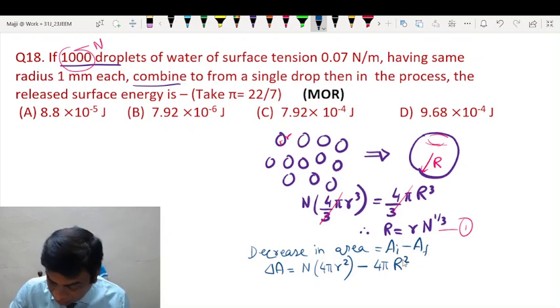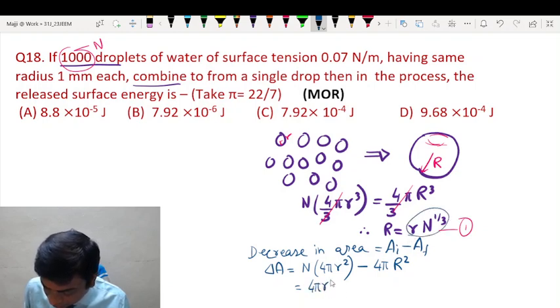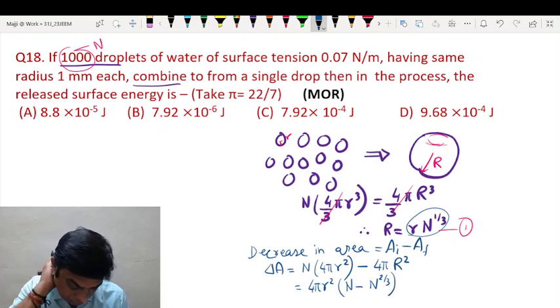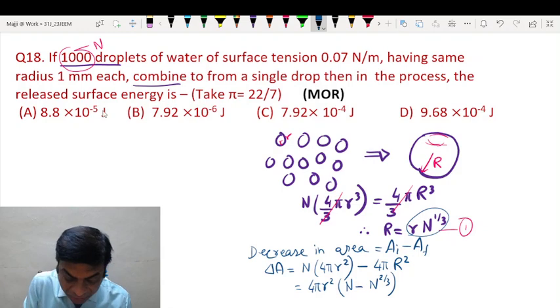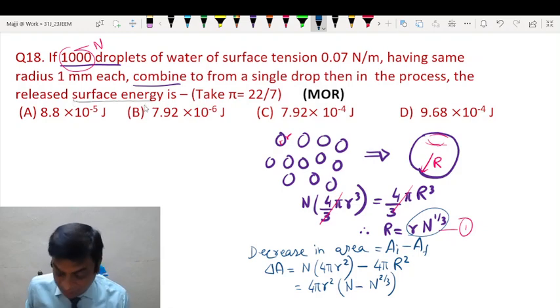Okay. Now 4 pi can be taken common and capital R can be replaced by this. So in that case 4 pi r square can be taken common. We have n minus n to the power 2 by 3. So the required released energy will be this decrease in area multiplied by surface tension.